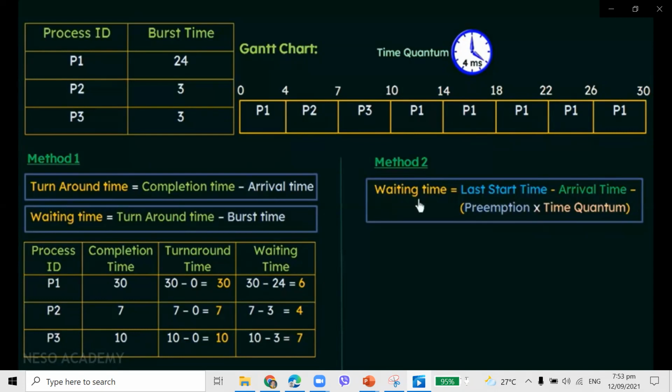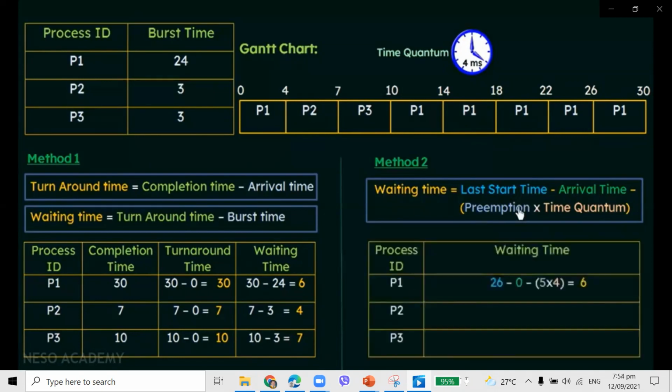Let's see how we can do this. For process P1, what is the last start time? The last start time is 26 milliseconds, as I already explained. This is the last time it started. So look at the Gantt chart and look for the last occurrence of that particular process and see what was the start time. That is the last start time. 26 minus the arrival time. We know that the arrival times are all 0 milliseconds for this set of processes. So it is 0. Then from there we have to subtract preemption into time quantum. How many times did P1 get preempted? I just showed you that it got preempted 5 times. So 5 into the time quantum, which is 4 milliseconds. So into 4. What is the value that we'll get here?